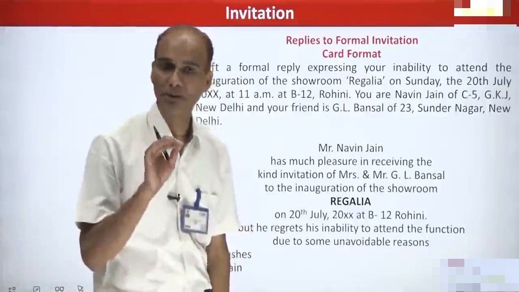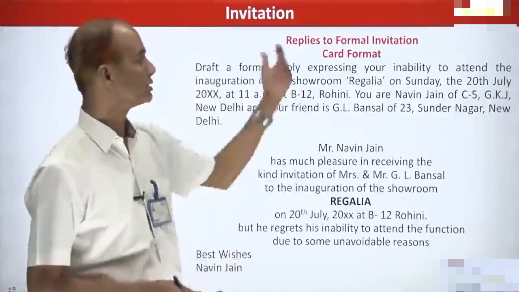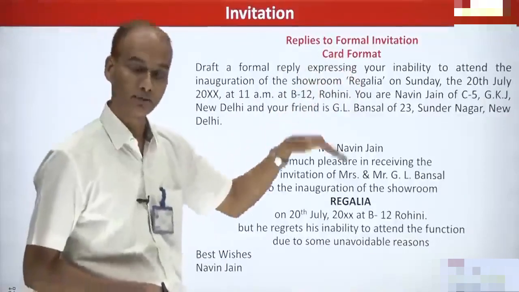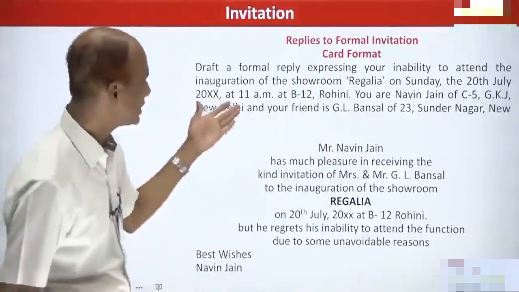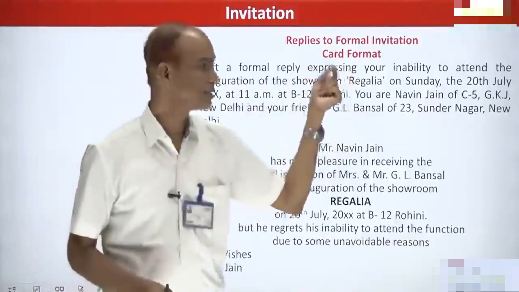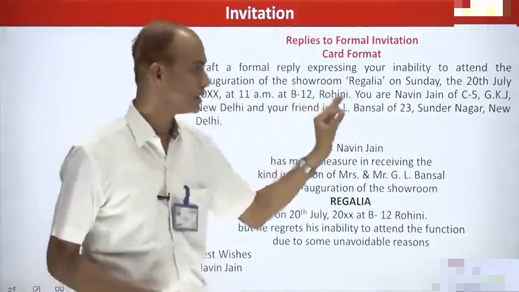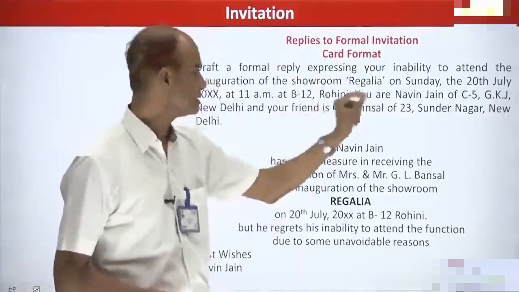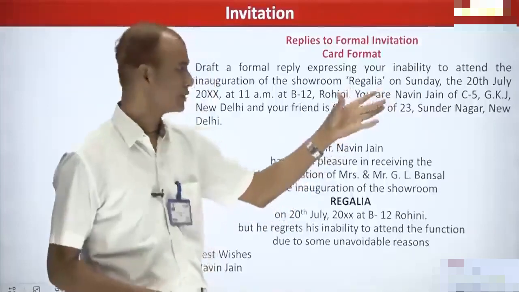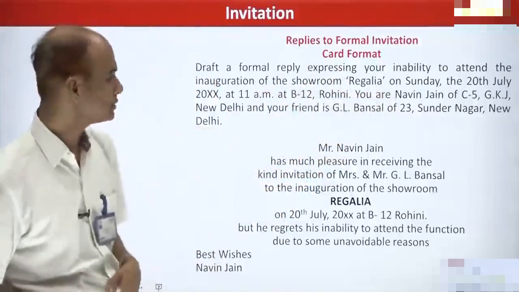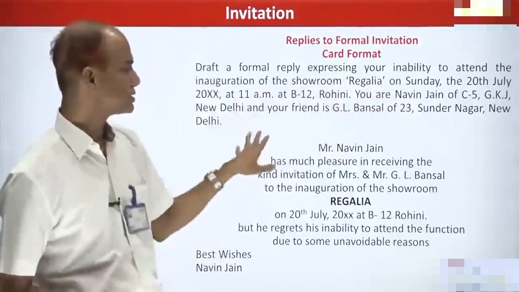Now replies. Not just invitations, we have to learn how to write the replies as well. For replies too there are two ways, card format and letter format. Draft a formal reply expressing your inability to attend the inauguration of the showroom Regalia on Sunday, the 20th July, at 11 a.m. at B12 Rohini. So you won't be able to attend, that's what you have to say. You are Naveen Jain. The address is given.